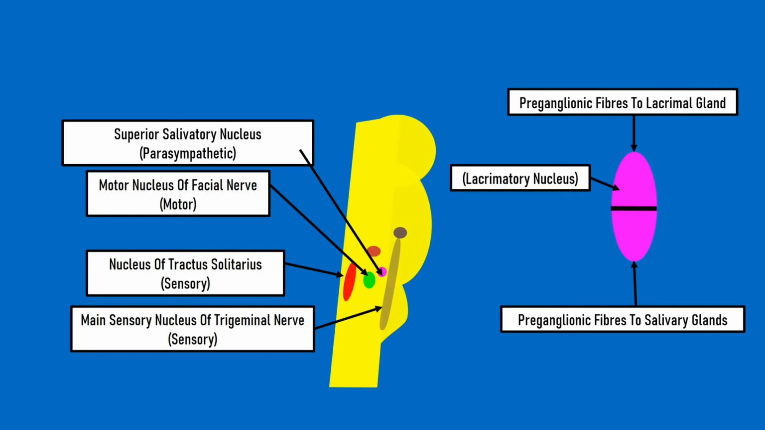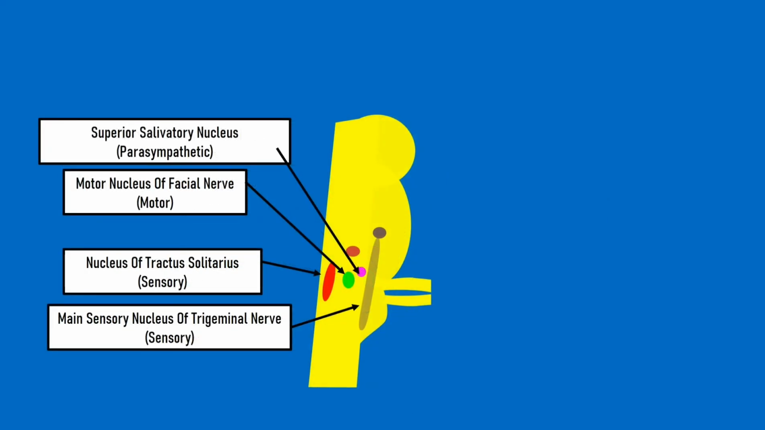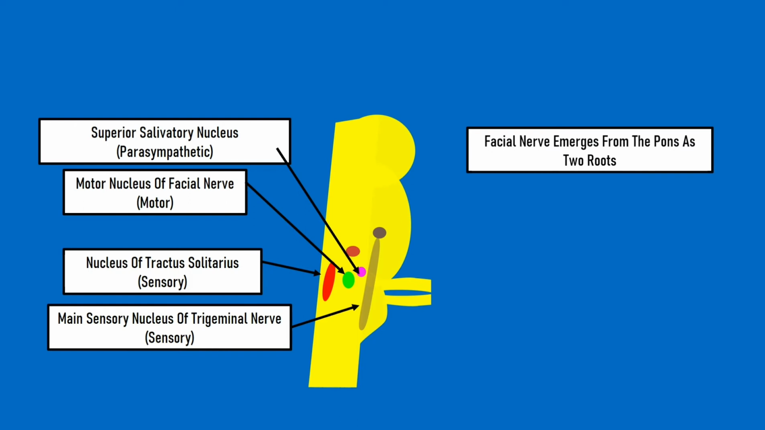So I repeat, the motor fibers of the facial nerve arise from the motor nucleus. The sensory fibers carried by the facial nerve arise from the tractus solitarius and the main sensory nucleus of the trigeminal nerve, and the fibers that are of concern to us, that is the parasympathetic fibers, arise from the superior salivatory nucleus. The facial nerve emerges from the pons as two roots. One is a motor root and the other root is known as the nervus intermedius.